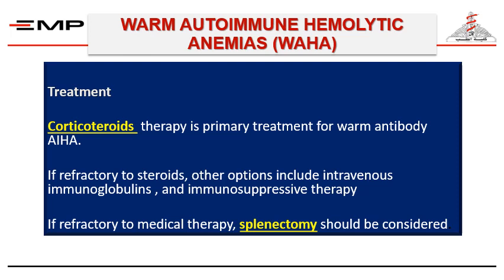Warm autoimmune hemolytic anemia, which is more common in children, is treated with corticosteroids. If refractory, we use intravenous immunoglobulins as immunomodulators and immunosuppressive therapy. Severe cases may require splenectomy.